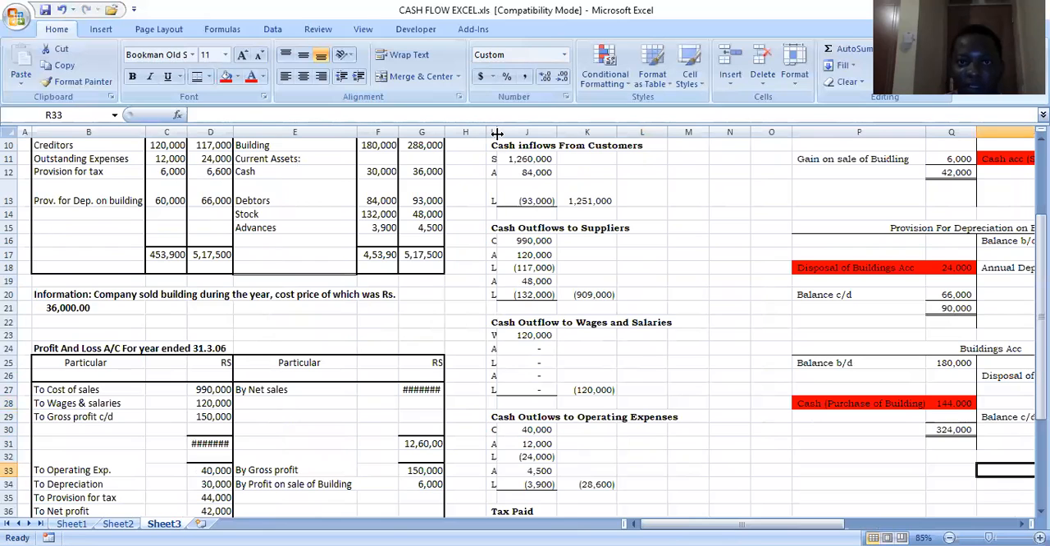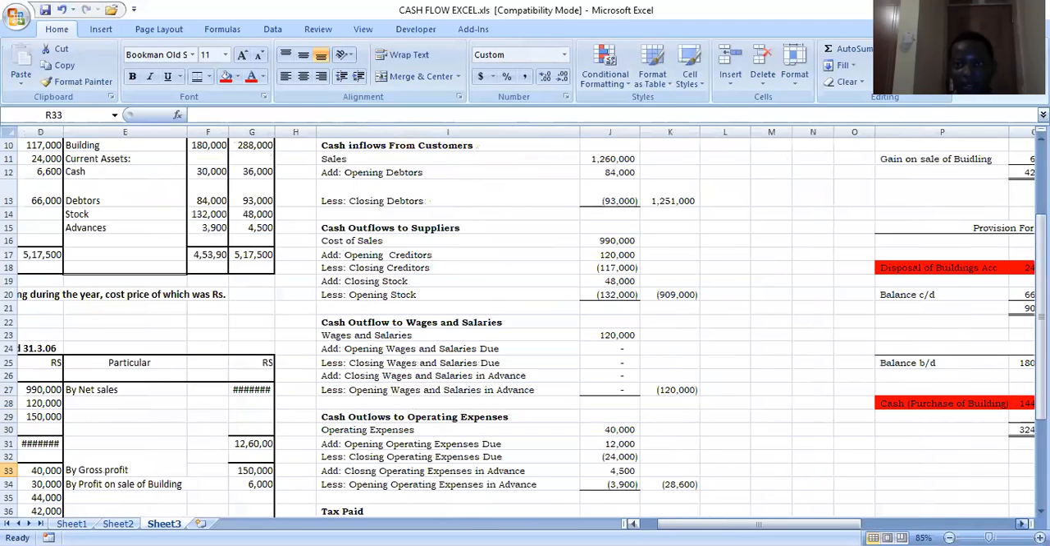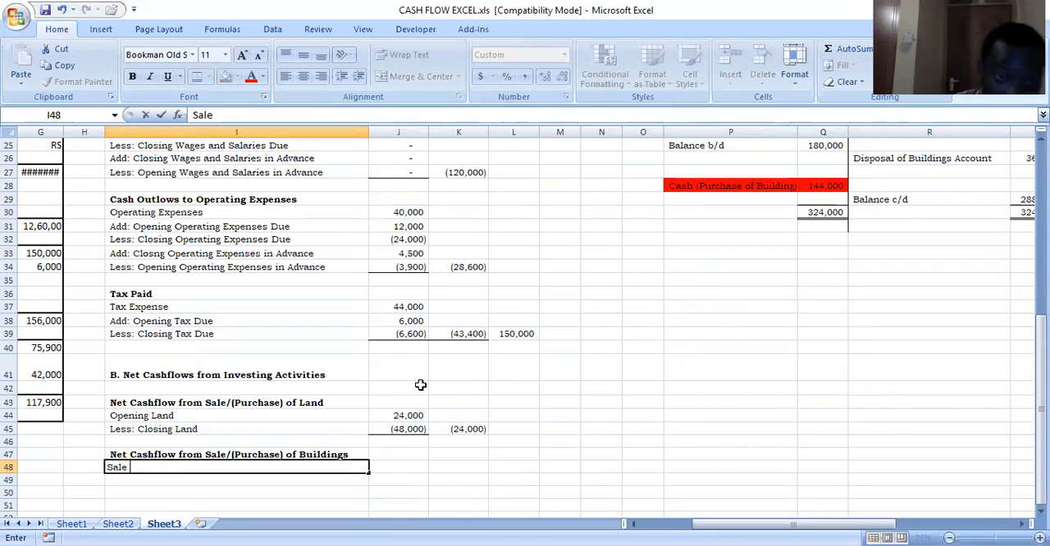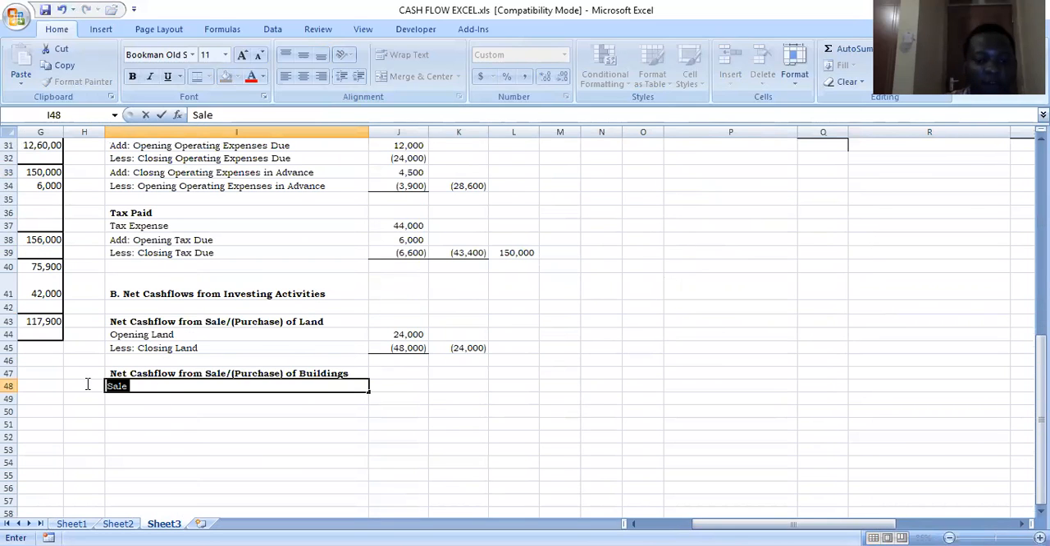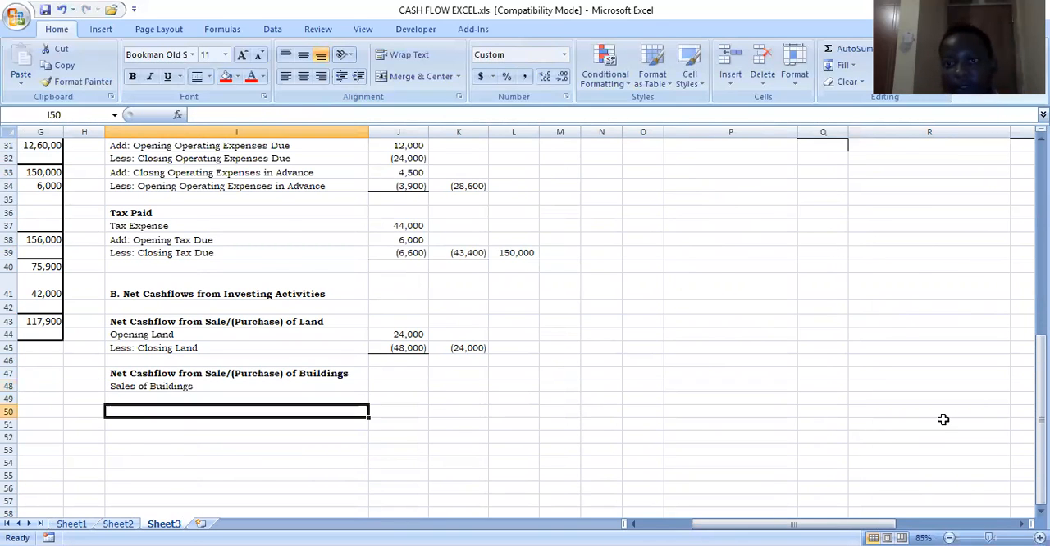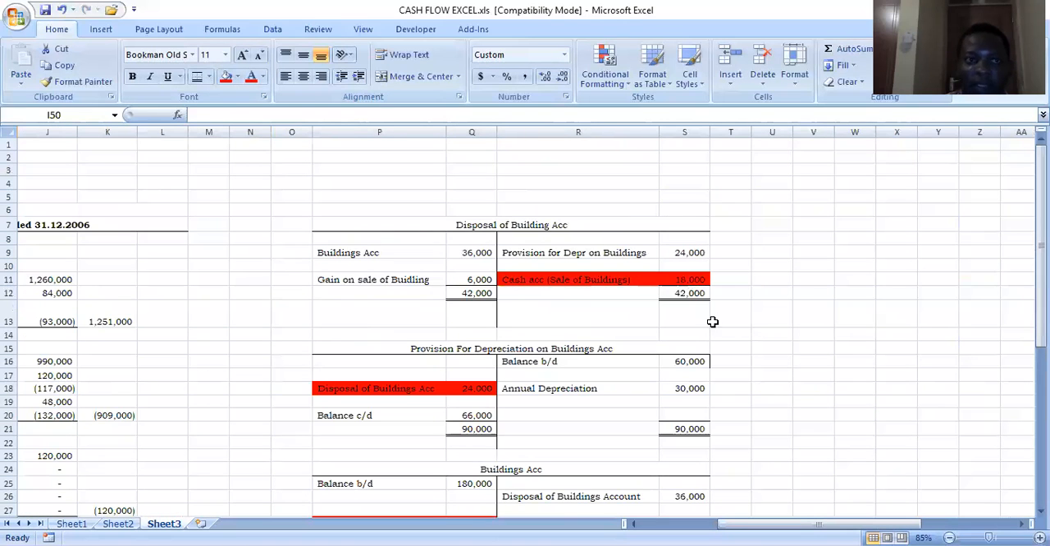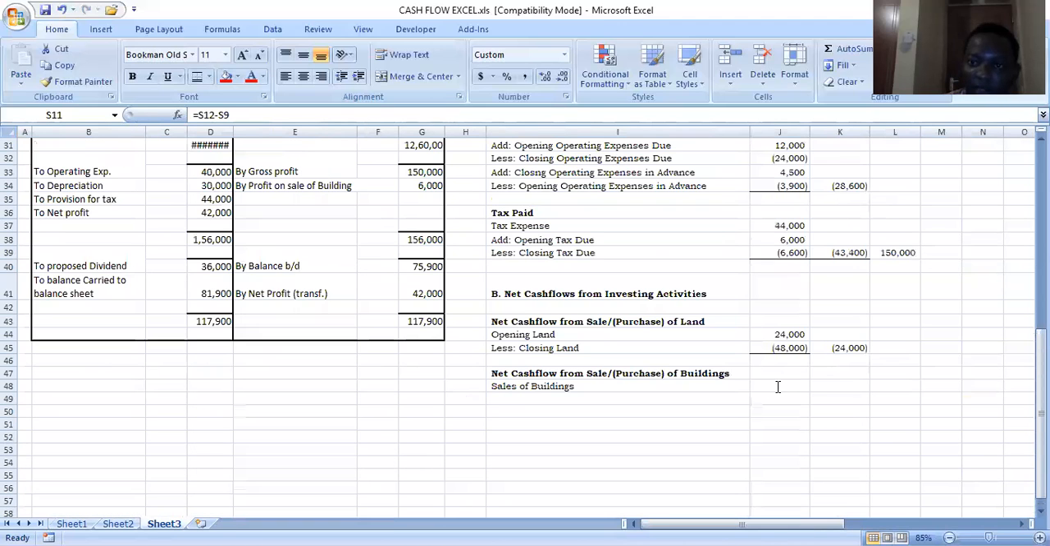So both of these activities constitute a cash outflow and cash inflow. So we can have then sale of buildings. Go back to our cash flow. We have sale of buildings being an investment activity. Sale of buildings, we've been able to see from the disposal of buildings account is 18,000 shillings. So buildings are sold at 18,000 shillings, and we have purchase of buildings.